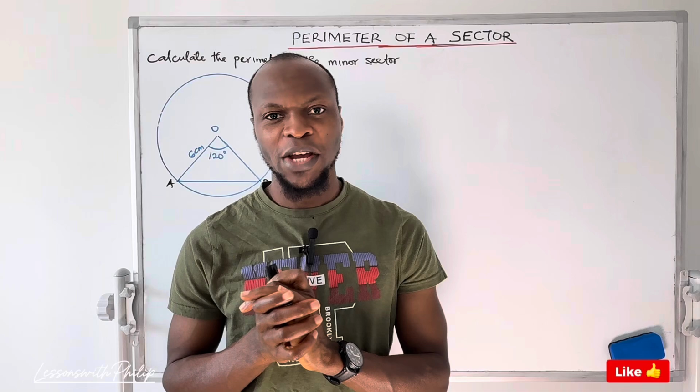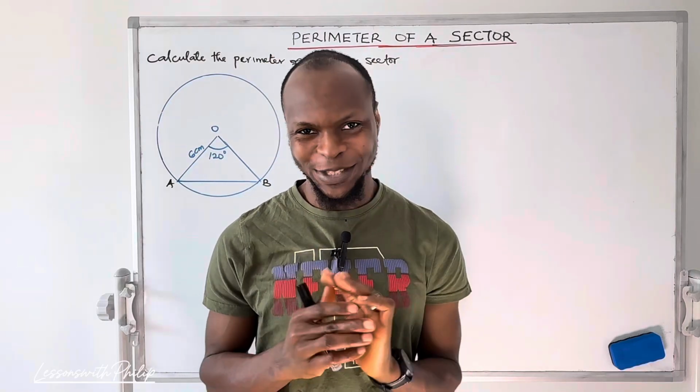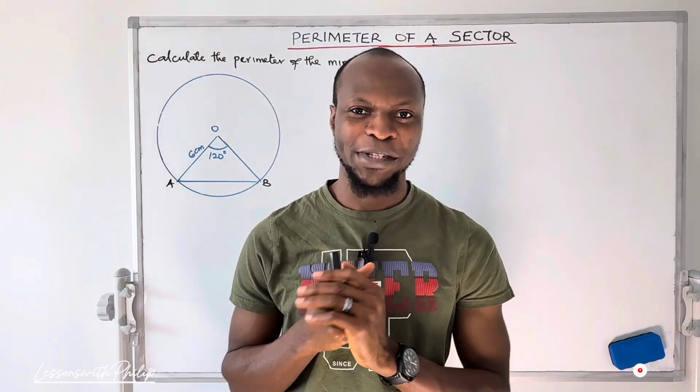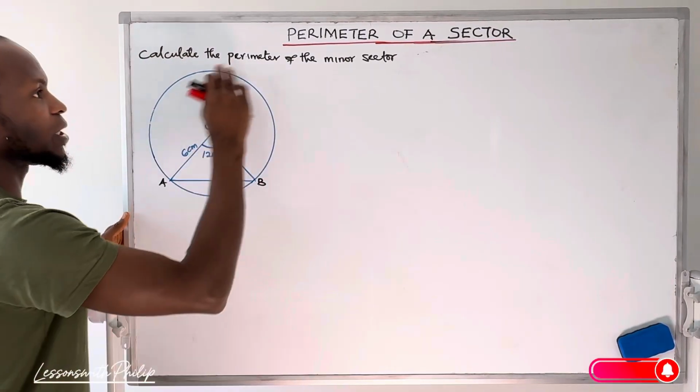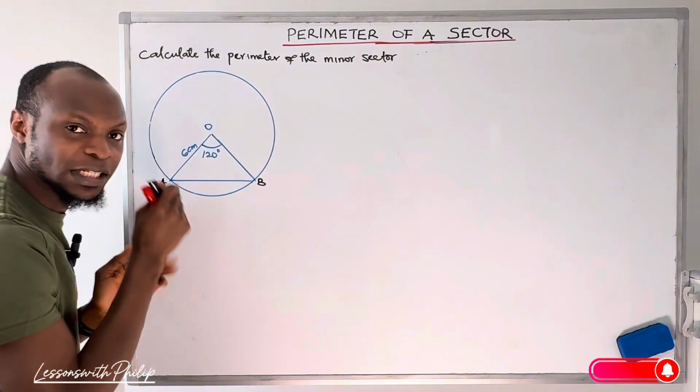Our topic today will be on the perimeter of a sector. Now on the board we have a question. Follow me as we solve it together. All right? Now we have to calculate the perimeter of a minor sector in this diagram.